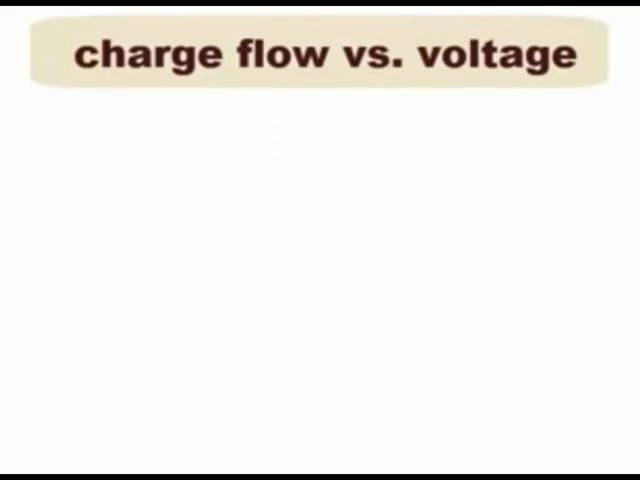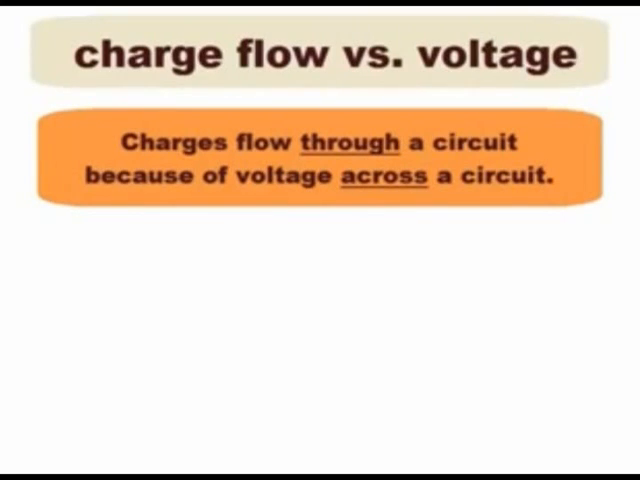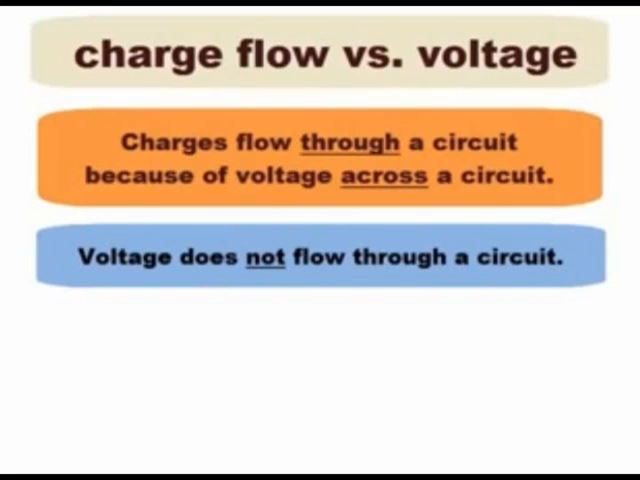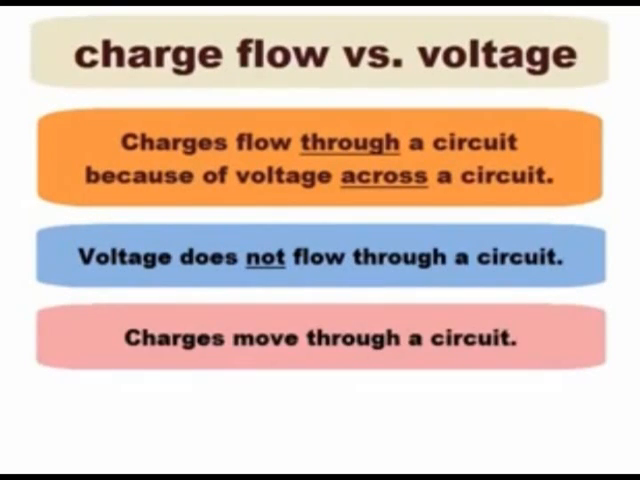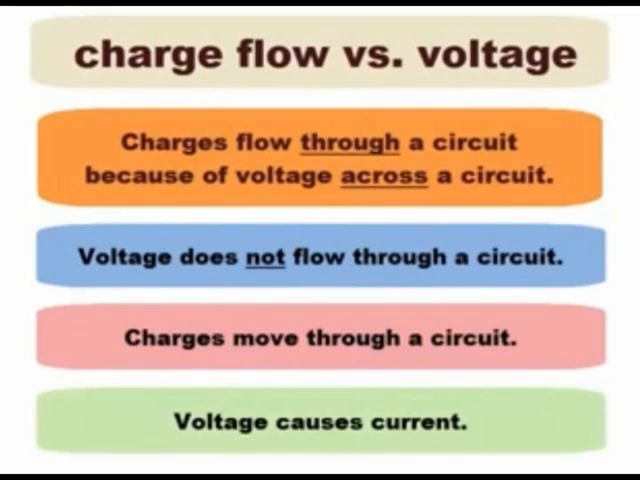There is often confusion between charge flow through a circuit and voltage being impressed across a circuit. Charges flow through a circuit because of voltage across the circuit. We do not say that voltage flows through a circuit. Voltage doesn't go anywhere. It's the charges that move. Voltage causes current.